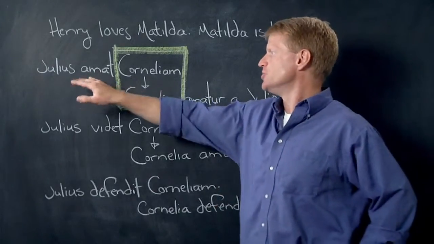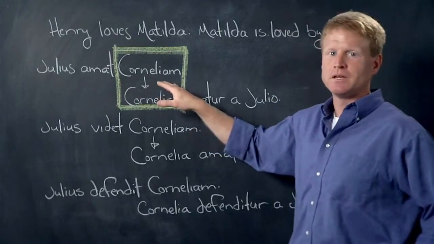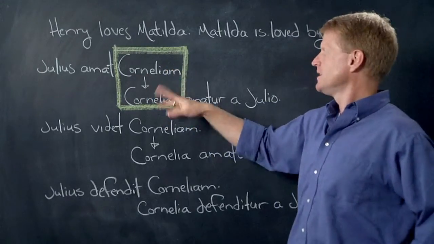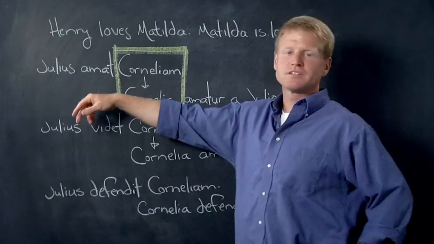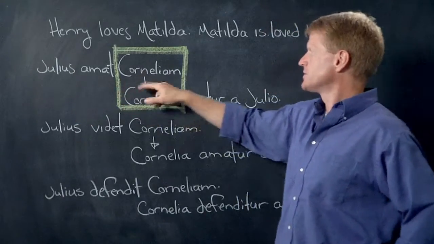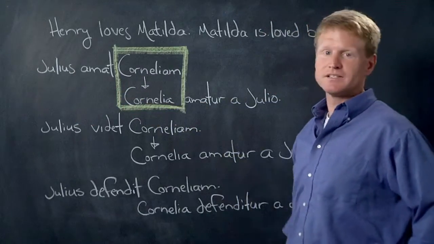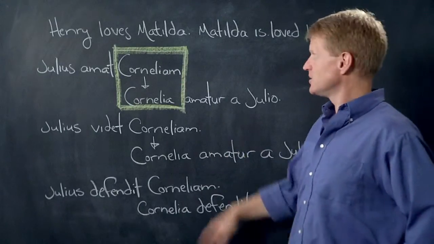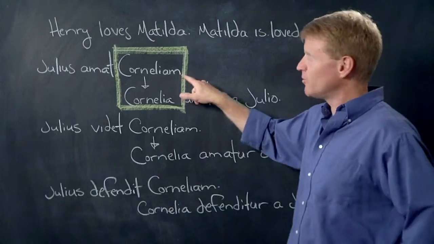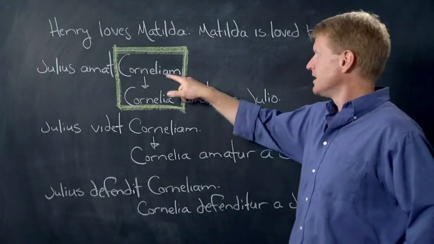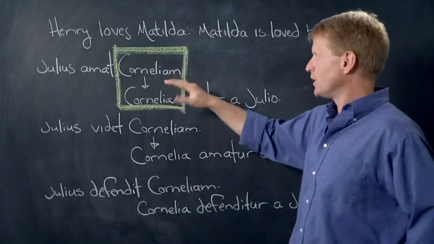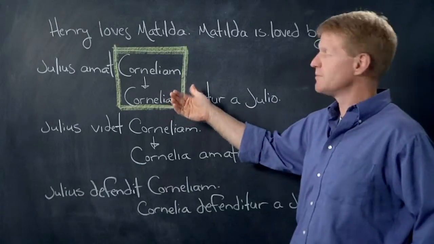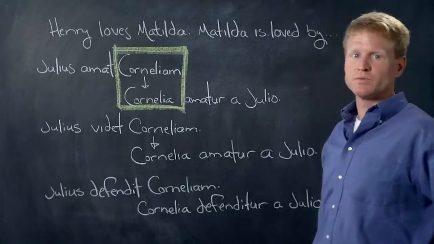In this sentence, Julius amat Corneliam. Cornelia, common Roman name, so I threw her in there. Julius, common Roman name. Julius loves Cornelia. Now notice that Cornelia is in the direct object accusative case, right? She receives the action, and you can tell by looking at the end of her name there. It should be Cornelia, not Corneliam. Well, she's receiving the action. She's the direct object. She's in the accusative case, so it ends with an M.